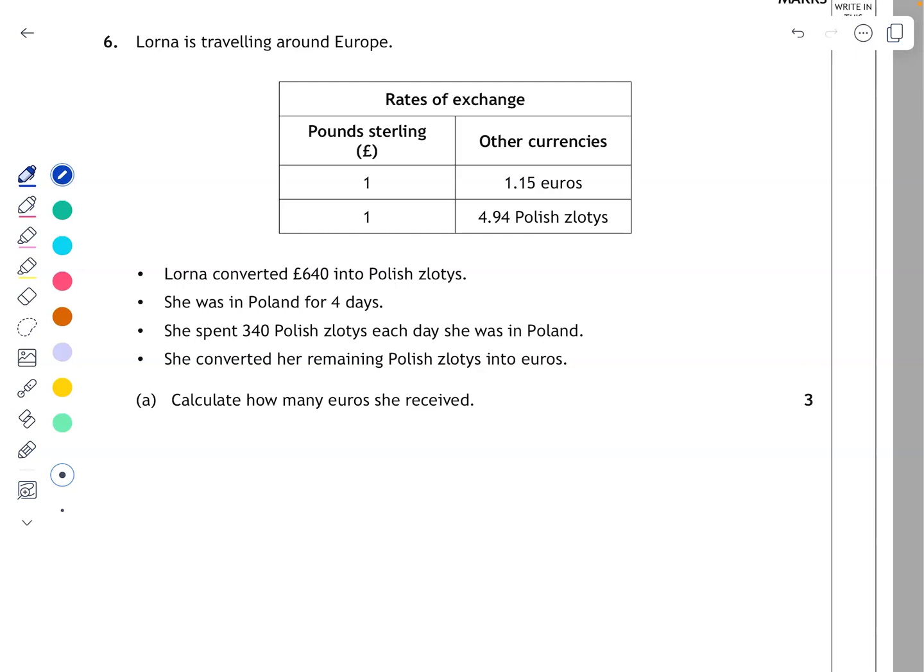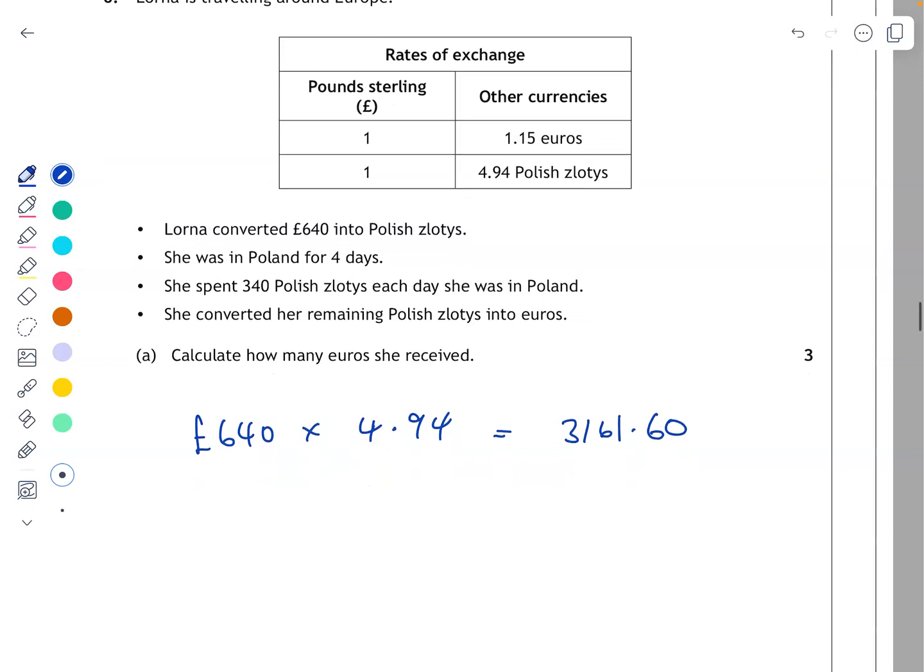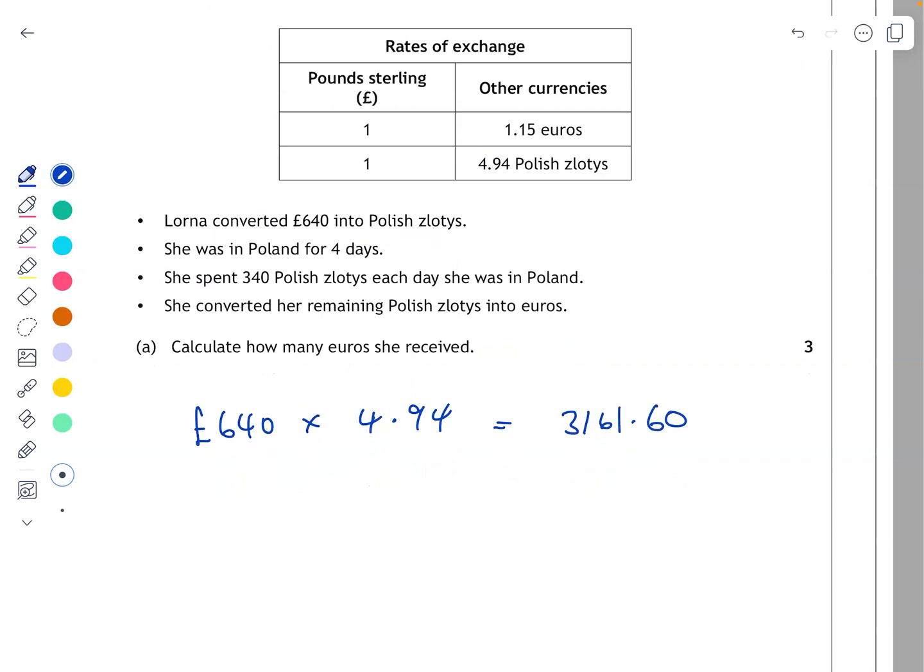Alright, let's convert pounds into Polish. So we got £640. And we're going to times it because we got £1 sterling to 4.94 Polish. And that comes to 3161.60. So she was in Poland for 4 days and she spent 340 Polish each day she was there. So we want to find out how much she spends. So it's going to be 4 times 340. So 4 times 340 is 1,360.